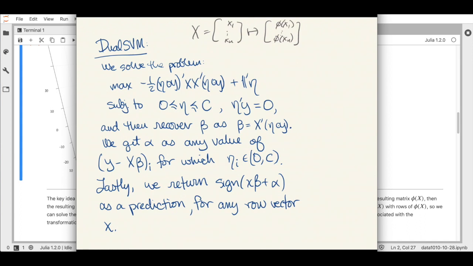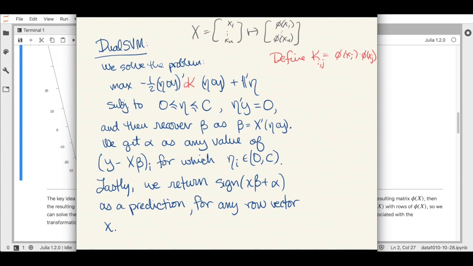And the first thing to observe is that X almost only ever appears in this story in the form XX transpose. And XX transpose is the matrix of dot products of rows of X. So if we define a matrix K, called a kernel matrix, whose ijth entry is just phi of the ith row of X dotted with phi of the jth row of X, then what we can do is replace XX transpose with this matrix K.